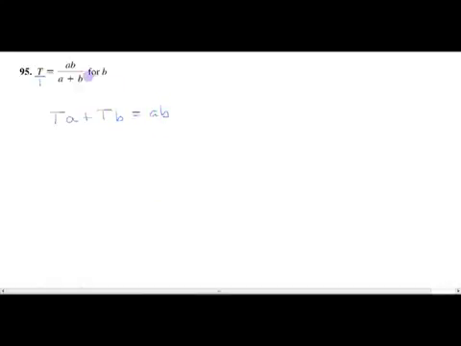Remember, we're solving for b. I have a b on this side and a b on that side. If I'm going to solve for b, I'll need to have my b's on the same side. So let's subtract TB to get our b's on the same side of the equation. That will give me TA equals AB minus TB.